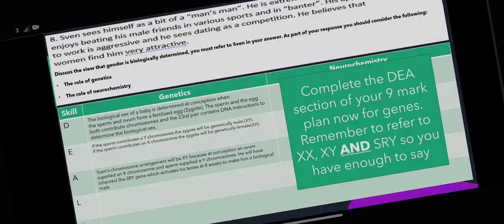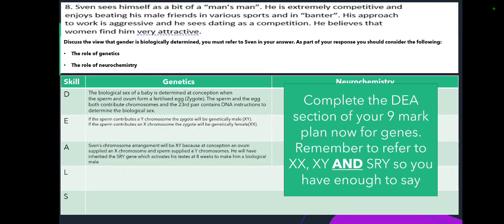Obviously this stimulus doesn't really lend itself to talking about Klinefelter's or Turner's syndrome. I would imagine in the exam, that material would be a much shorter answer question. I don't think that they'd be able to ask you a 9-marker on that, so be prepared for shorter answer questions there. Okay, so that's the end of part 1 on genetics. You might want to stop and read back over your notes and then go into the second part, which is on neurochemistry.